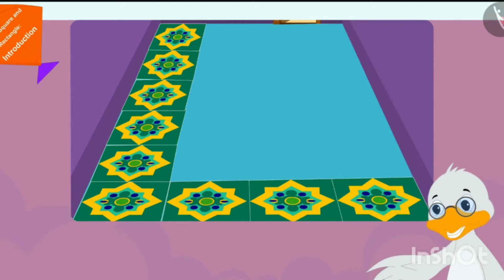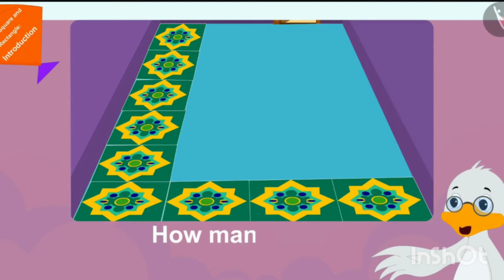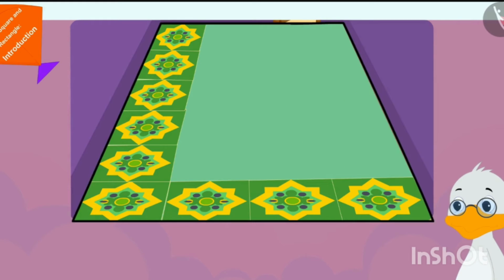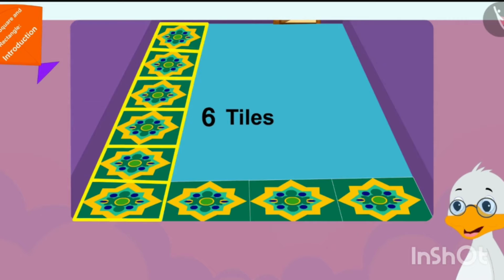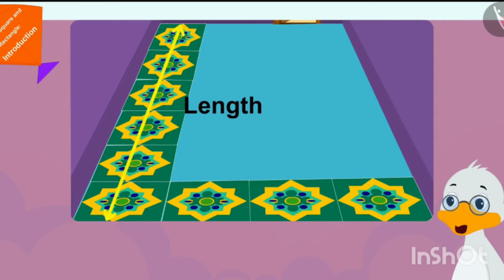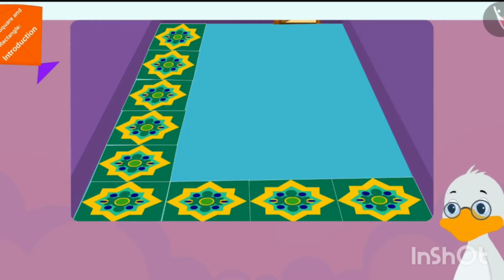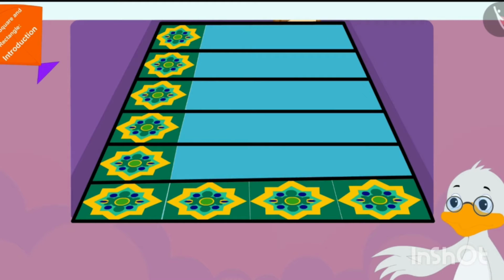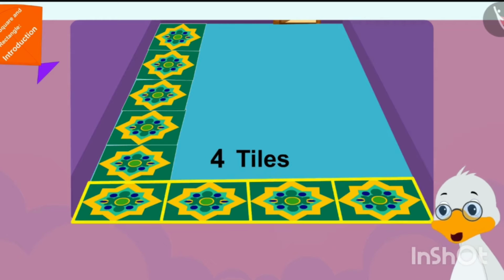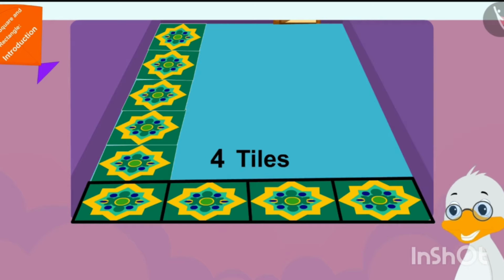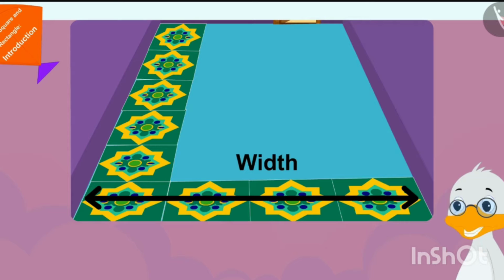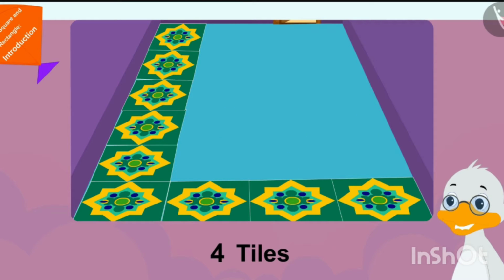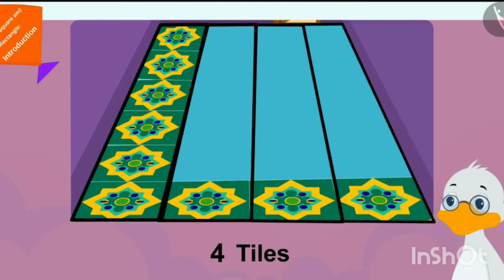But how do I find out how many tiles it will take to completely cover my floor? I have 6 square-shaped tiles in the length of my floor. That means 6 such horizontal rows will be made. And there are 4 square-shaped tiles in the width of the floor. That means there will be 4 tiles in each horizontal row.